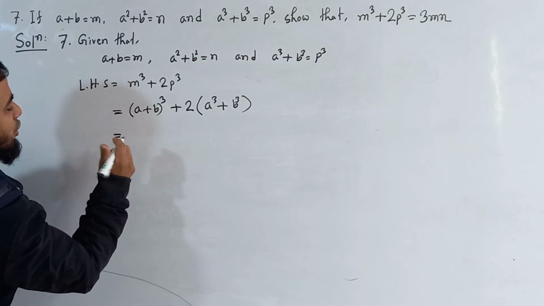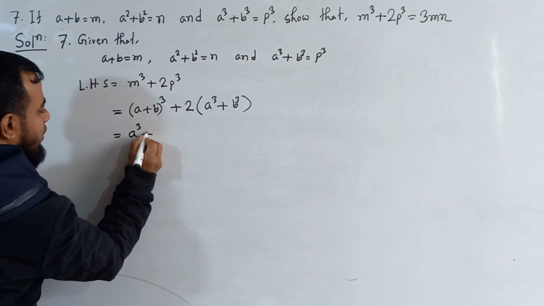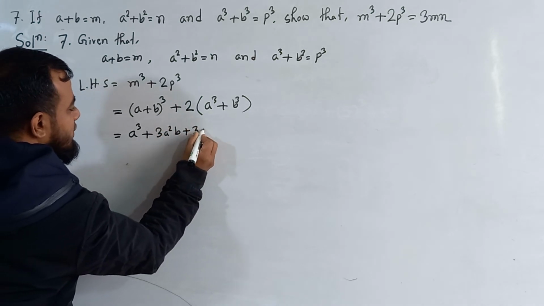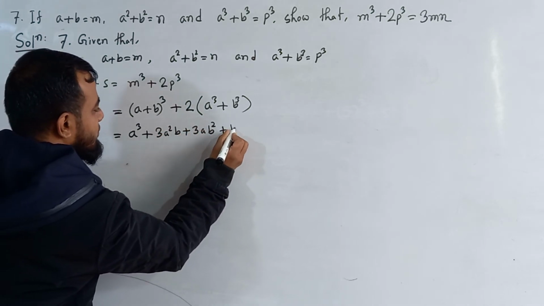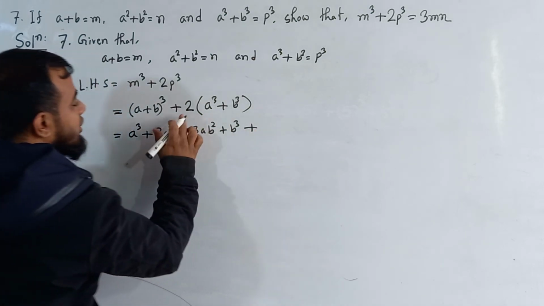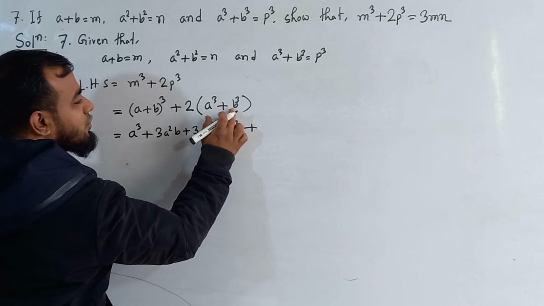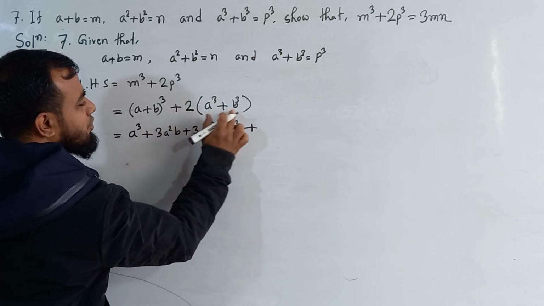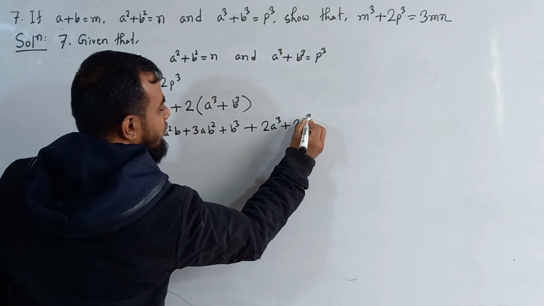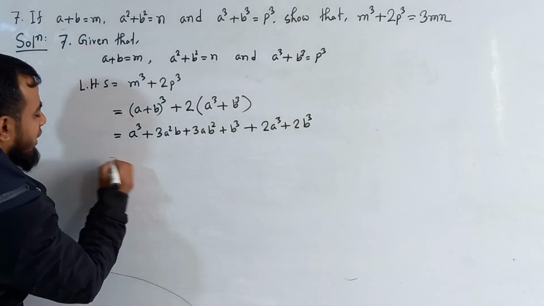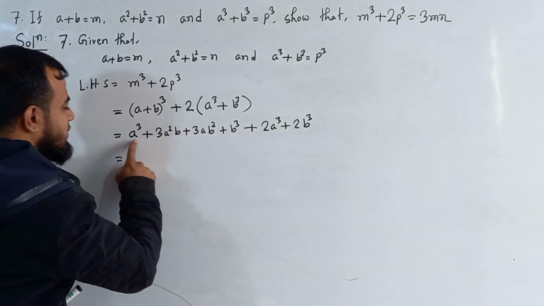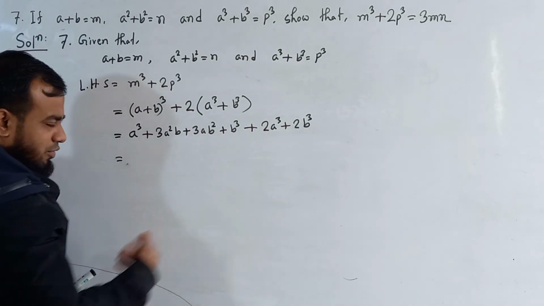a plus b whole cube means a cube plus thrice a squared b plus thrice a b squared plus b cube. This is the formula of a plus b whole cube. And now plus, 2 is multiplied with a cube and also b cube, so 2a cube plus 2b cube, twice b cube. It's a very simple calculation, my dear students. Now we'll add this a cube with this a cube. It's a cube plus twice a cube, so it will be 3a cube.